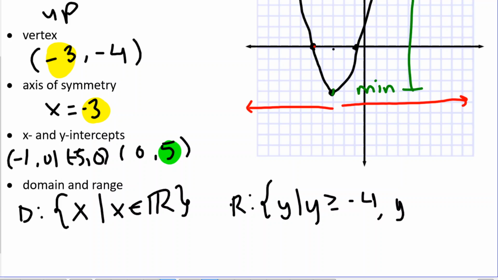And then we add on the extra piece of information saying that when I'm saying all numbers bigger than negative 4, I mean all the real numbers. I mean none of the imaginary numbers.